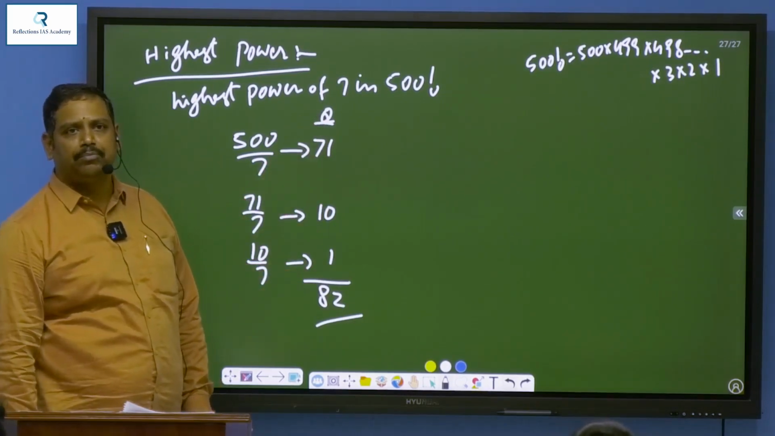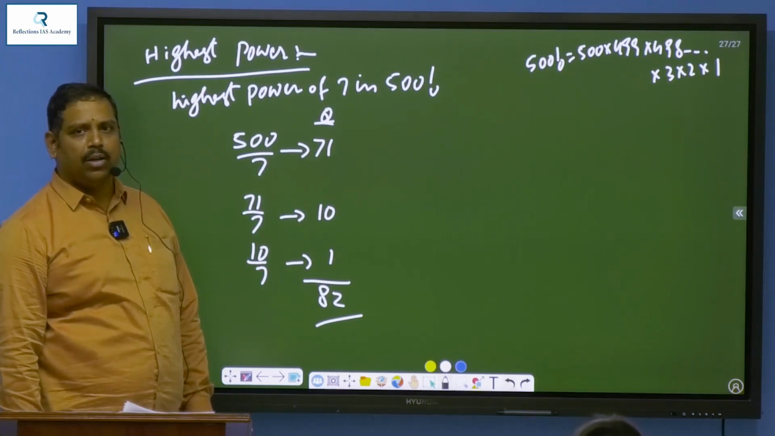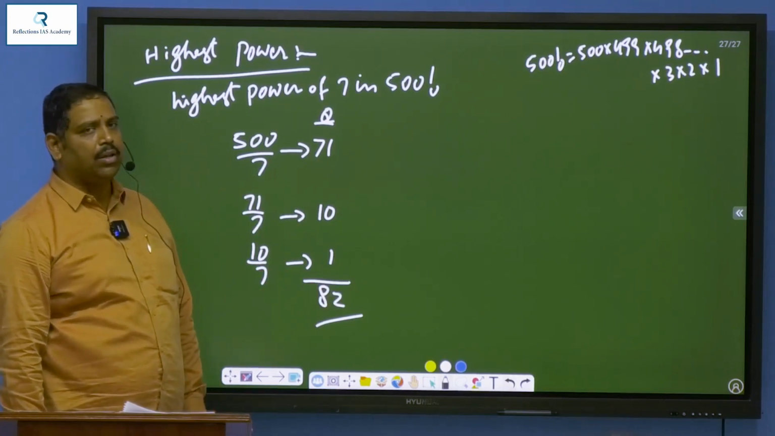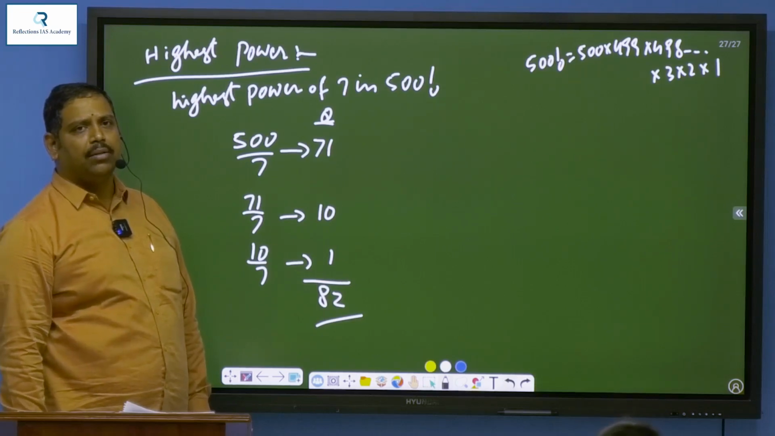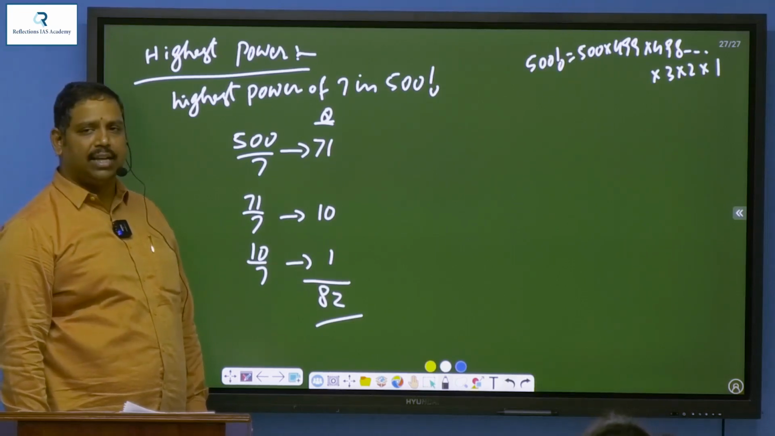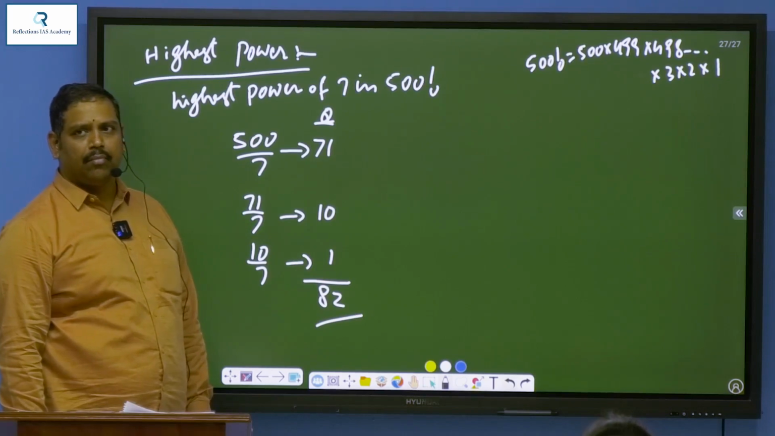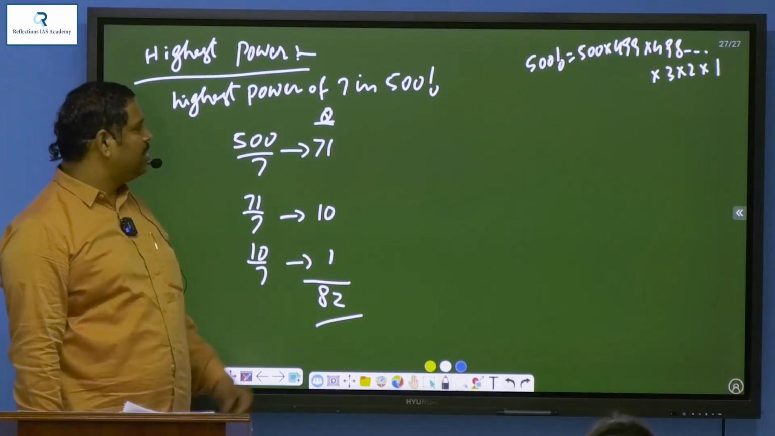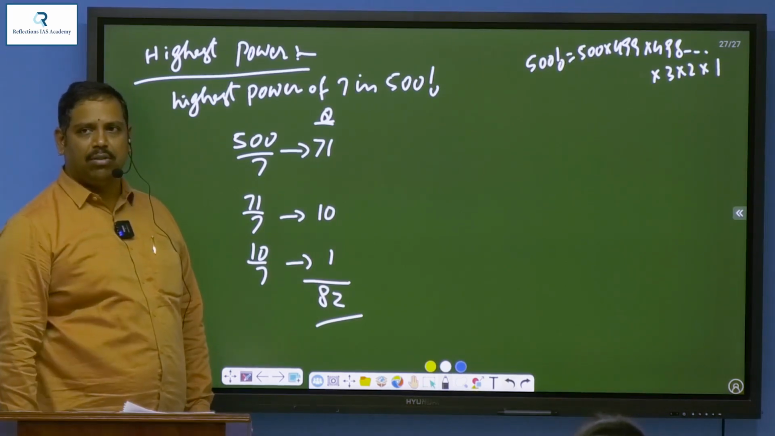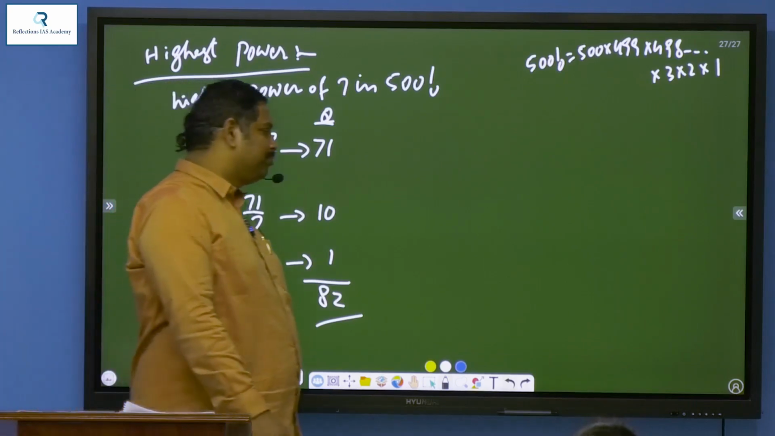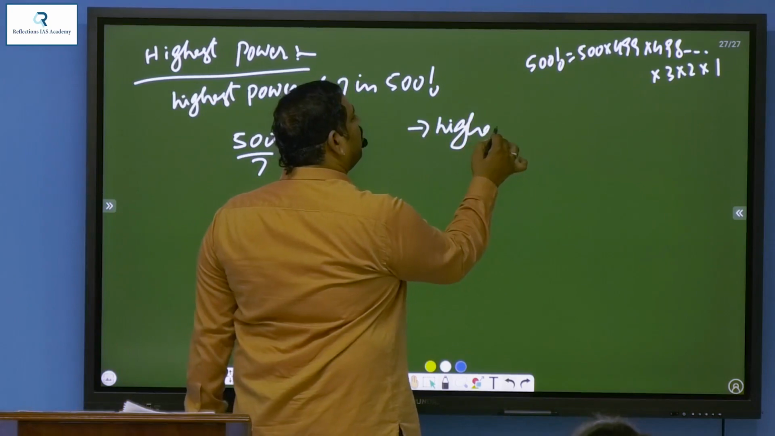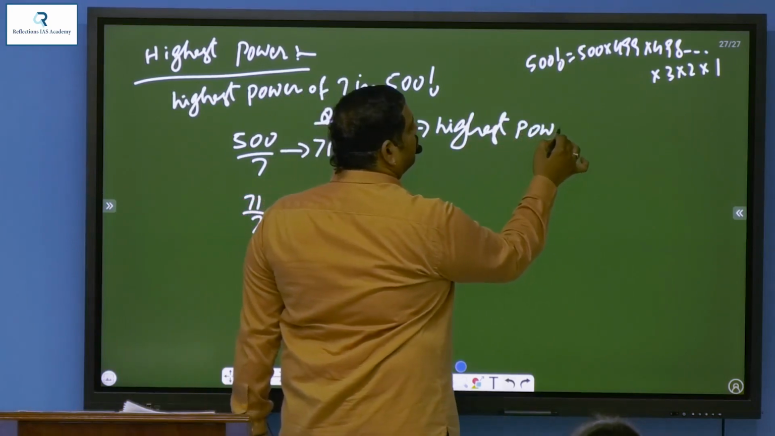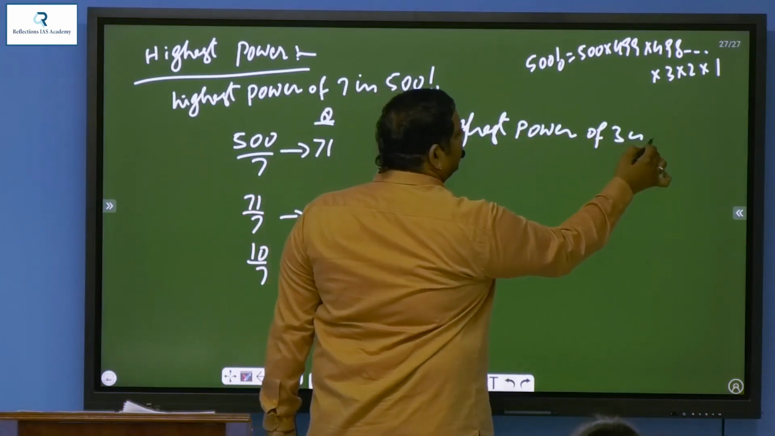Am I clear? Okay, this is the highest power concept. Next one, number of zeros at the end. Instead of repeating the same example, I will go with another example. Suppose he is asking the highest power of 3 in 100 factorial.